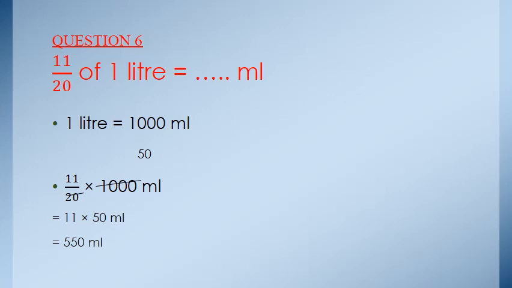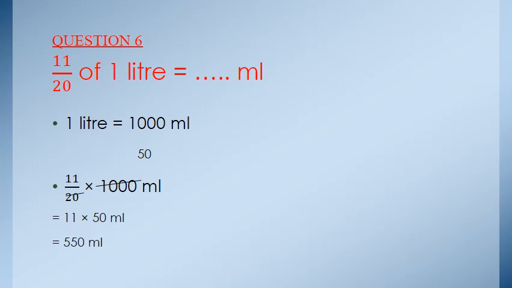Question number 6. 11 upon 20 of 1 liter is equal to how many milliliter? Now again this question is of a conversion. So we'll write down the standard conversion formula of liter into milliliter. That is 1 liter is equal to 1000 milliliter. Now moving towards the left hand portion of the question. 11 upon 20 of 1 liter.